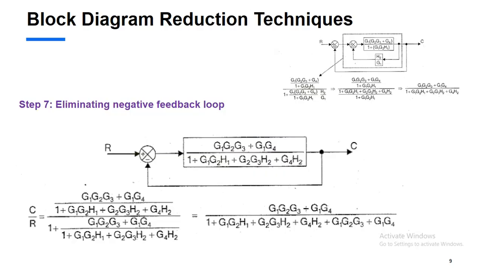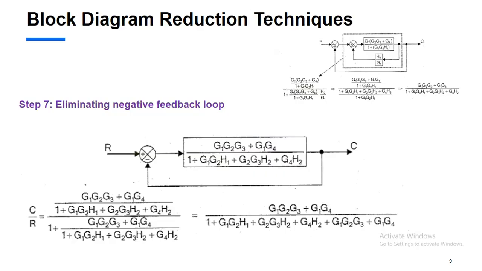Therefore, you have an input R, you have a G block. There is no H block, means that it is a unity feedback. That means G divided by 1 plus G into H, where H is equal to 1. Upon solving this, we will get a transfer function like this: G1 G2 G3 plus G1 G4 divided by 1 plus G1 G2 H1 plus G2 G3 H2 plus G4 H2 plus G1 G2 G3 plus G1 G4.